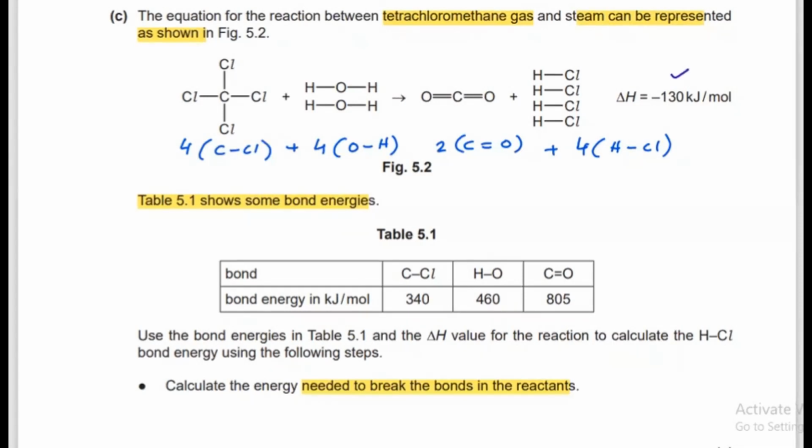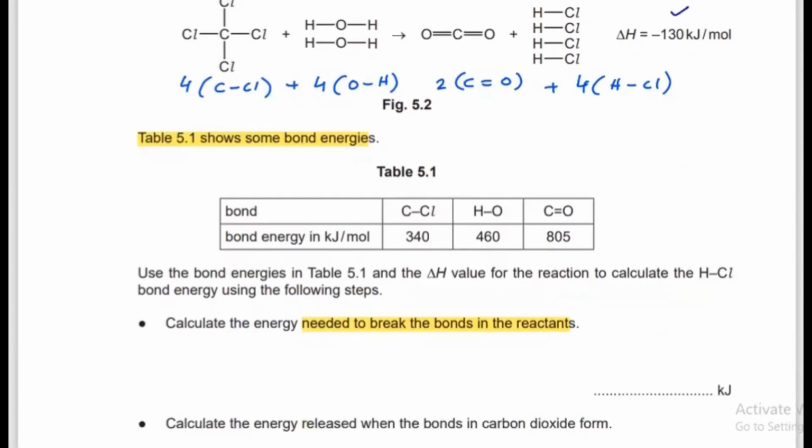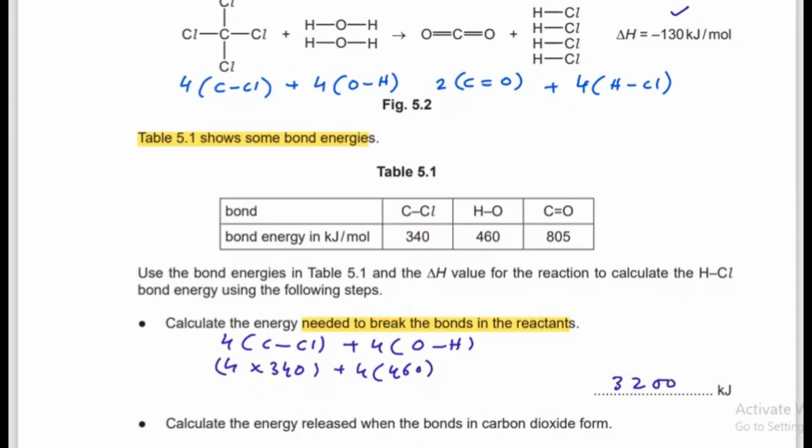Calculate the energy needed to break all the bonds of the reactants. So there are 2 reactants, CCl4 and water. There are 4 bonds of C-Cl and 4 bonds of O-H. C-Cl energy is 340, so 4 times 340 plus 4 times O-H, which is 460. If you multiply this and add, you will get 3200.